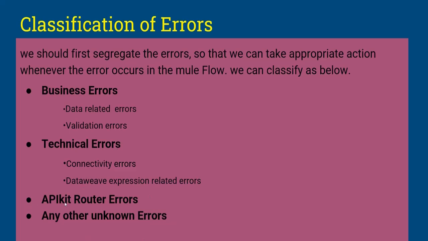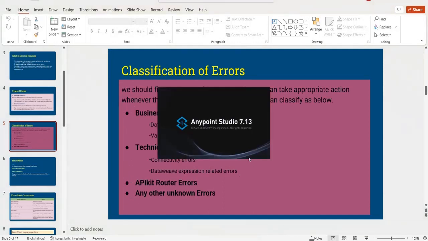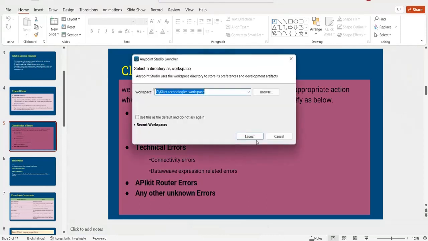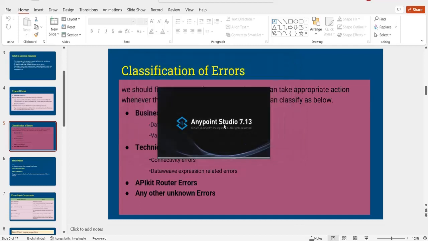Okay, another one, also specific to MuleSoft, is APIkit router errors. If you remember, we imported the RAML into our Studio and we generated the APIkit router. Let me open the Studio in the meanwhile. So we have generated all the flows which are related to the RAML, right?